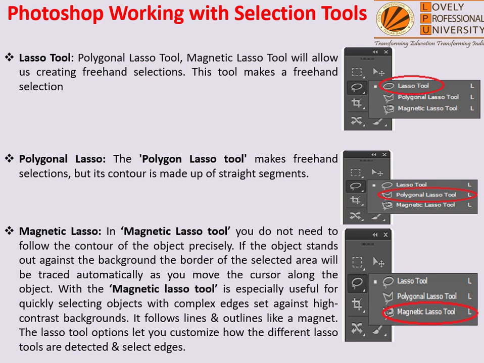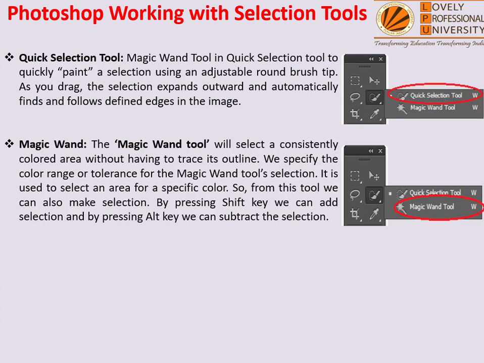I have shown you in the previous example the quick selection tool, but magnetic lasso is also very powerful, guys. Quick selection tool, we have seen where we have applied the magic wand tool. Quick selection works the same way, but remember, in the quick selection tool we used to select with adjustable round brush tips.